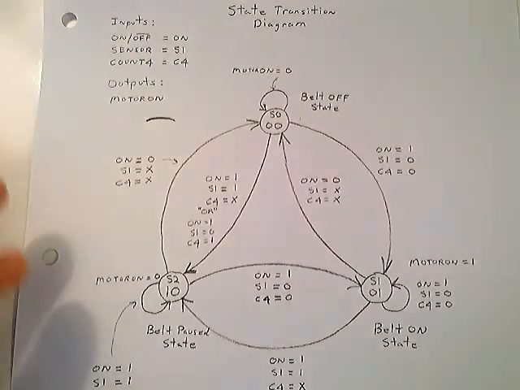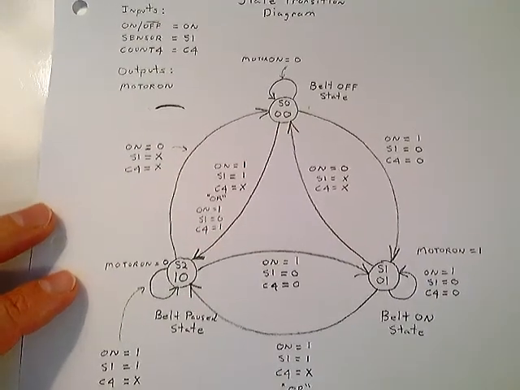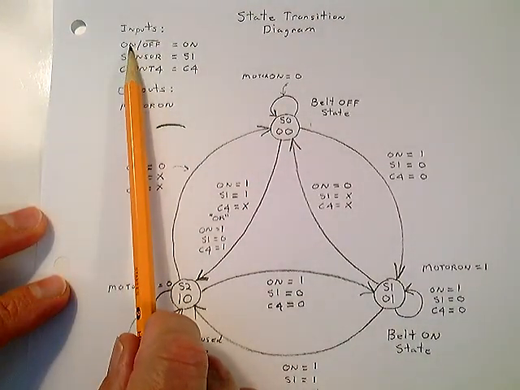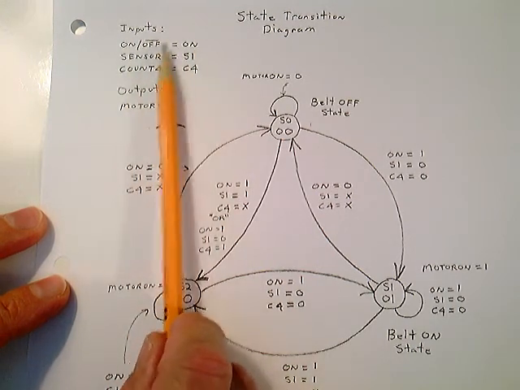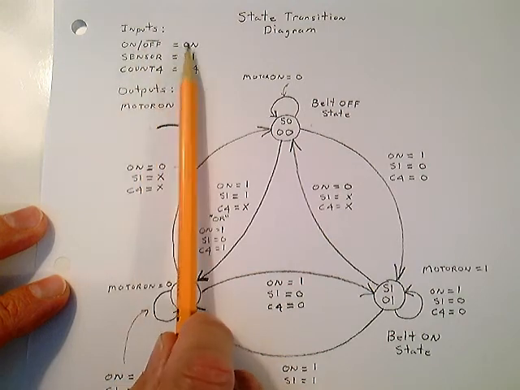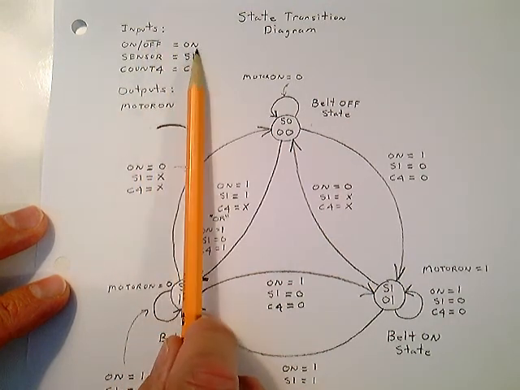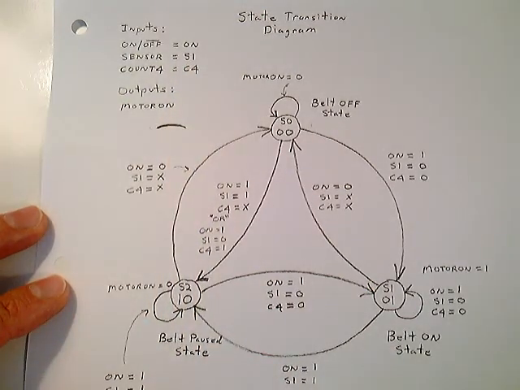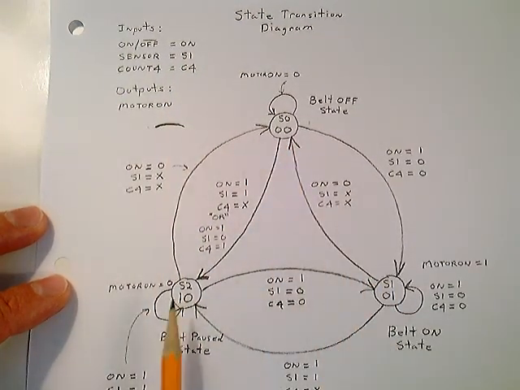If you read the spec, there is your state transition diagram. I give you the state transition diagram. Notice here's my inputs. On, off, bar. I mean, that's the total signature. If it's high, it's on. If it's low, it's off. But we're just going to call it on. Sensor and count 4. There's our 3 states.